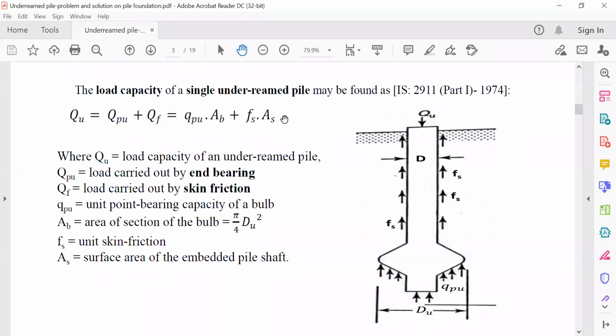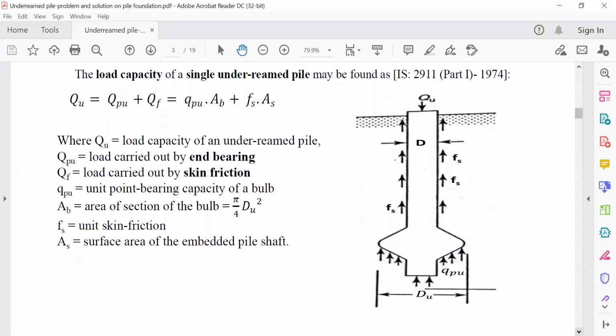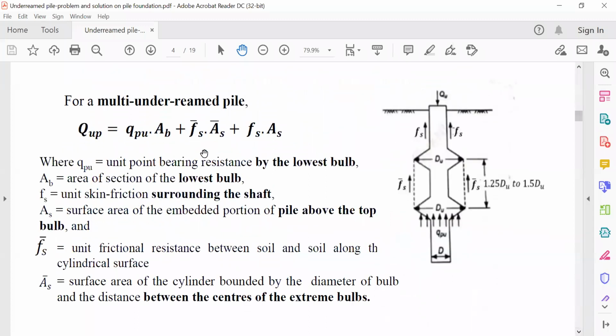Many times they used to ask this question. Actually, they do not ask numericals, but they used to ask to write notes on under-reamed piles, or how we can calculate the load carrying capacity of a single under-reamed pile and double under-reamed piles. So this is about your single under-reamed piles. Then we shall go for the double under-reamed piles. We shall see the double under-reamed pile. How can we calculate the load carrying capacity of double under-reamed piles?